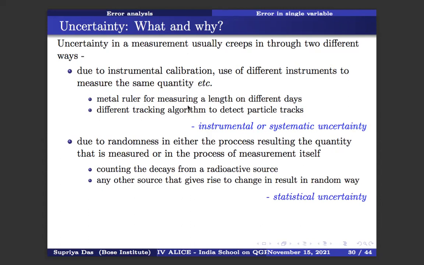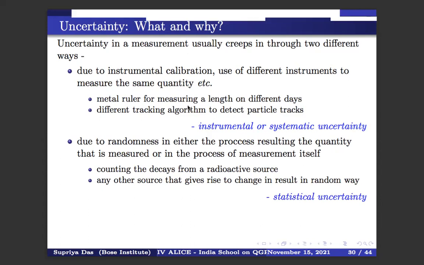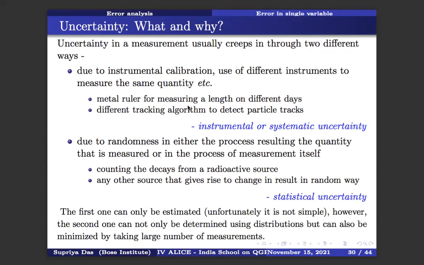This is what is called statistical uncertainty. And there is a difference between these two. The first one can only be estimated. Unfortunately, it is not very simple to estimate unless you know the proper calibration or the temperature, etc. The situations. It is very difficult to estimate.